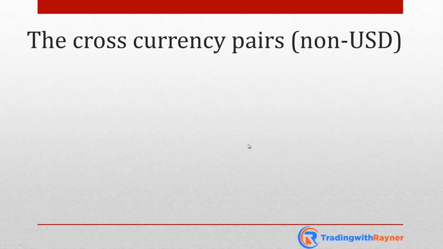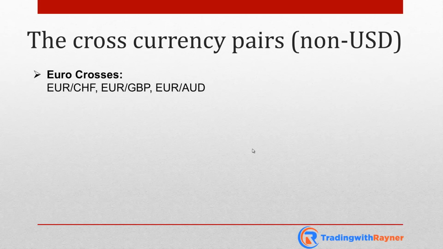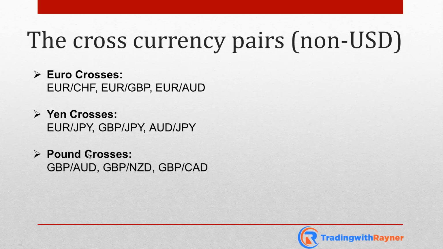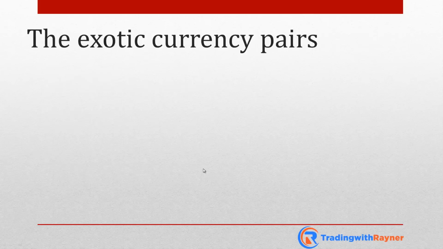So now let's talk about the cross-currency pairs. So cross-currency pairs are currency pairs that don't have a USD element to it. For example, Euro crosses, right, means that the currency pairs has a Euro element to it. Euro Swiss franc, Euro pound, Euro Aussie. The Yen crosses, right? Euro Yen, Pound Yen, Aussie Yen. Pound crosses means that the currency pair has a pound element to it. Pound Aussie, Pound New Zealand, and Pound Canadian.